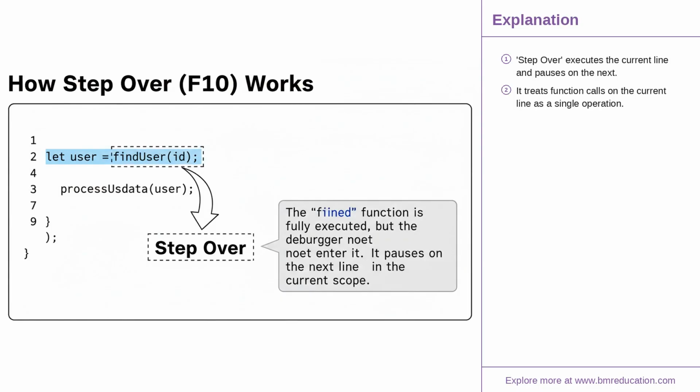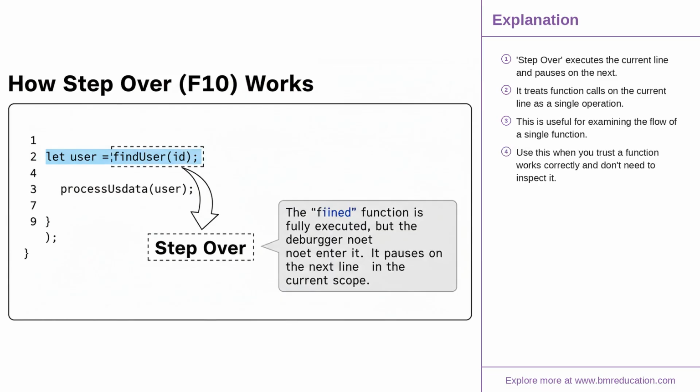The Step Over command is your workhorse for line-by-line analysis. When paused, pressing Step Over executes the currently highlighted line and then immediately pauses on the next line within the same function. If the current line contains a function call, the debugger executes that function completely behind the scenes without taking you inside it.